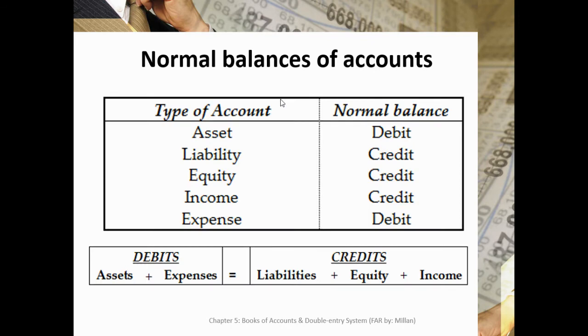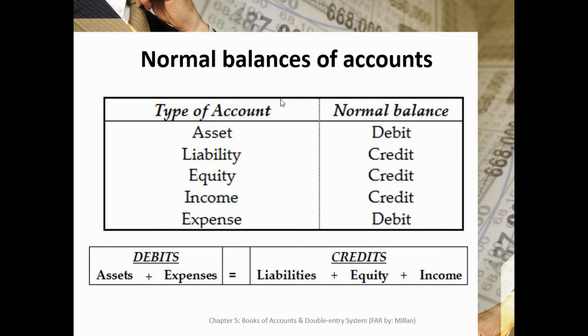Ito yung tatandaan nyo. Ito yung mga normal balances of accounts. Normal balances, ibig sabihin, yun yung balanse niya kapag nadadagdagan siya. So, yun yung normal balance niya. Si asset, pag nadadagdagan siya, debit siya. Kasi yun yung normal balance niya. Si liability, pag nadadagdagan siya, credit siya. Si equity, pag tumataas siya, credit din siya. Si income, pag nadadagdagan siya, credit din siya. Si expense naman, pag nadadagdagan ay debit siya.